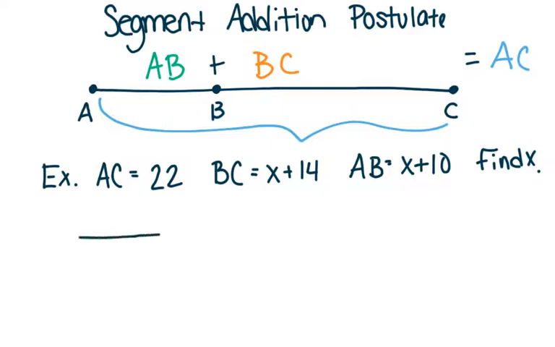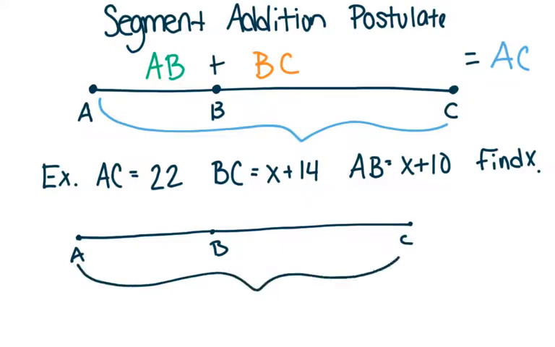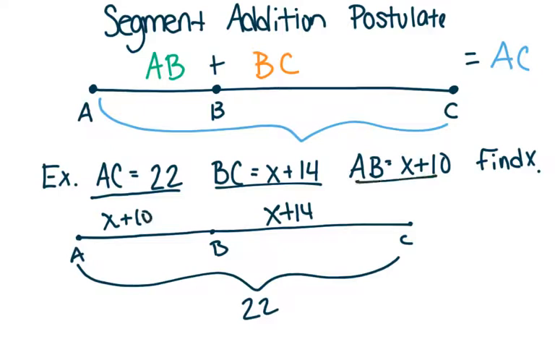So we have this segment. AC, which is the entire thing, is 22. That's what that tells us. BC is x plus 14. AB is x plus 10. And we are trying to find x. So here's what the segment addition postulate says. If I add AB to BC, then it should equal the entire length of AC. So all I have to do is add the two together and make it equal the entire thing.